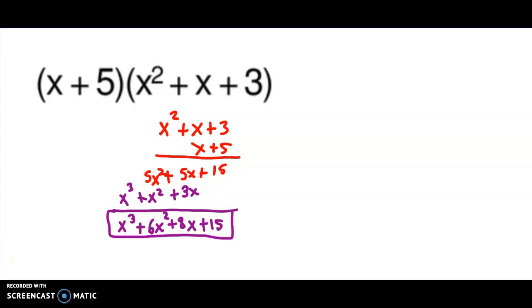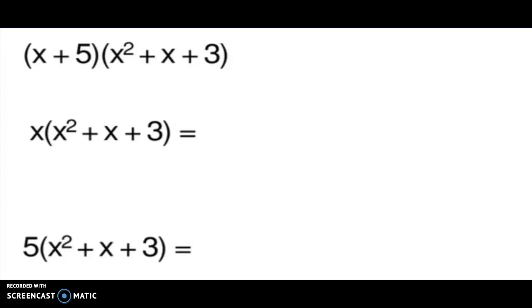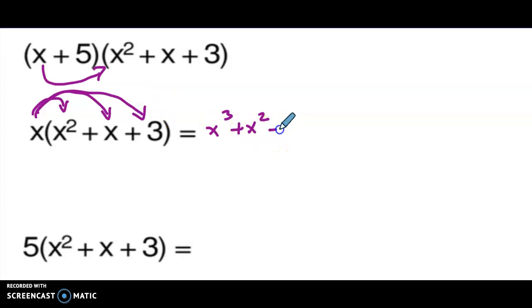We can also use, for the same problem, the distributive property. We can do it horizontally. So here you can see that I have taken the binomial and split it apart into 2 parts. First I'm going to do this with the entire trinomial. So let me get started. x times x squared is x to the third. x times x is x squared. And x times 3 is 3x. I'm done with the x.